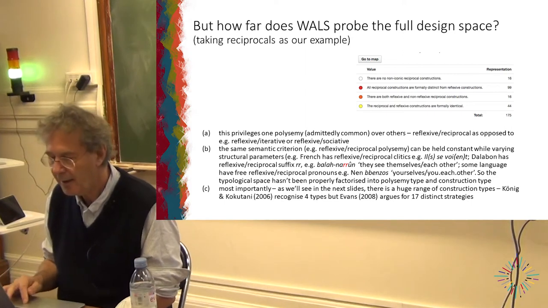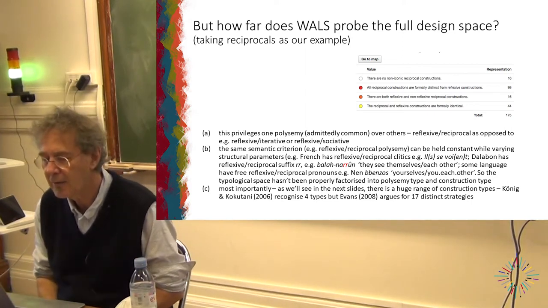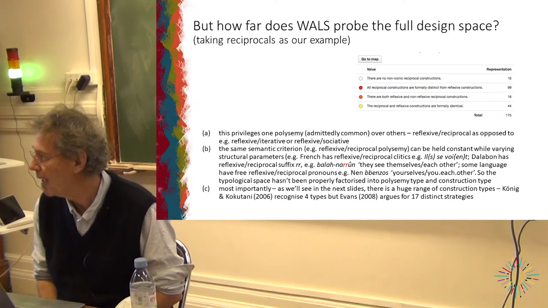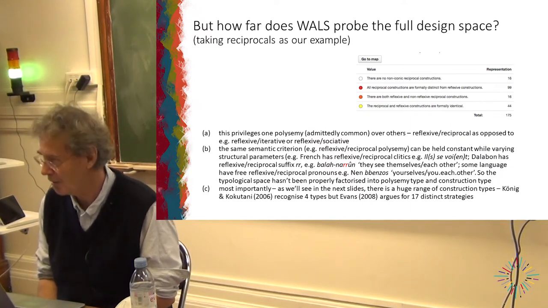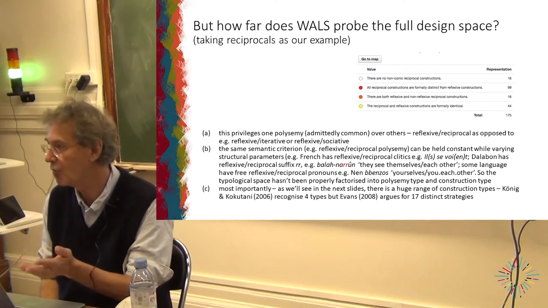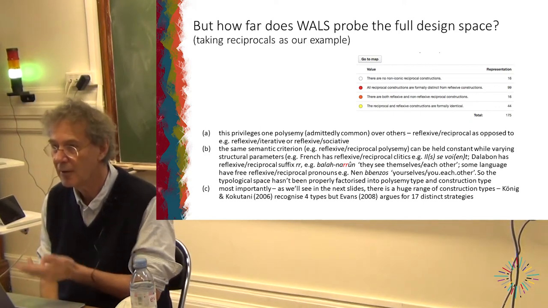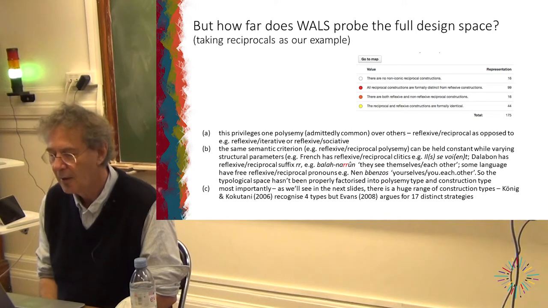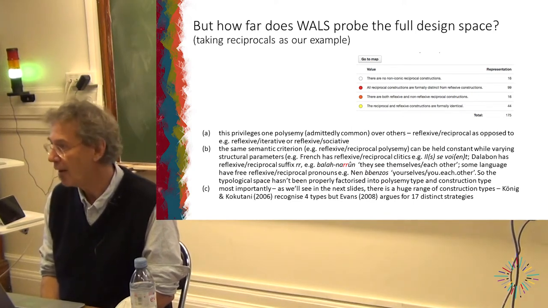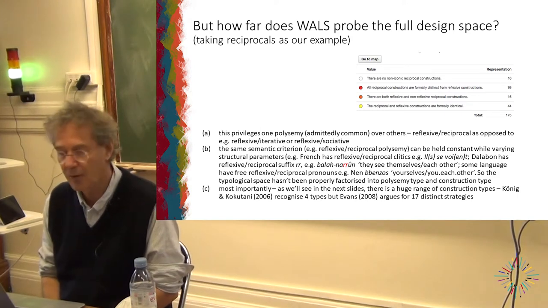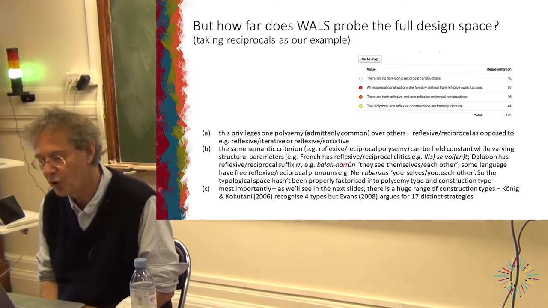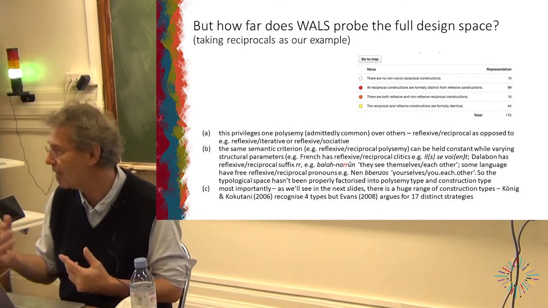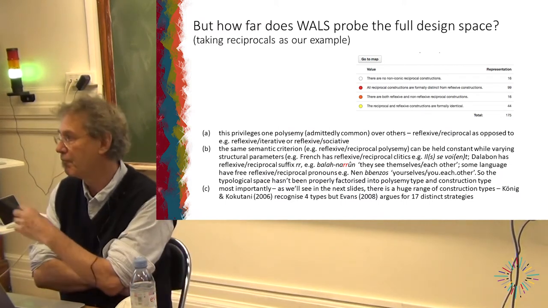But how far does that actually go in probing the full design space? Well, one funny thing about it is that it mixes semantic criteria, like whether you have polysemy between reflexives and reciprocals, with structural criteria, that is, whether there is a distinct construction type like each other or mutual and so on. Why choose that polysemy over others? Certainly it's widespread, but so are others. Lots of languages have commutative or associative reflexives, or reflexive iteratives, and a whole lot of other ones, reciprocals and competing. So you've just picked one and privileged it over all the others.